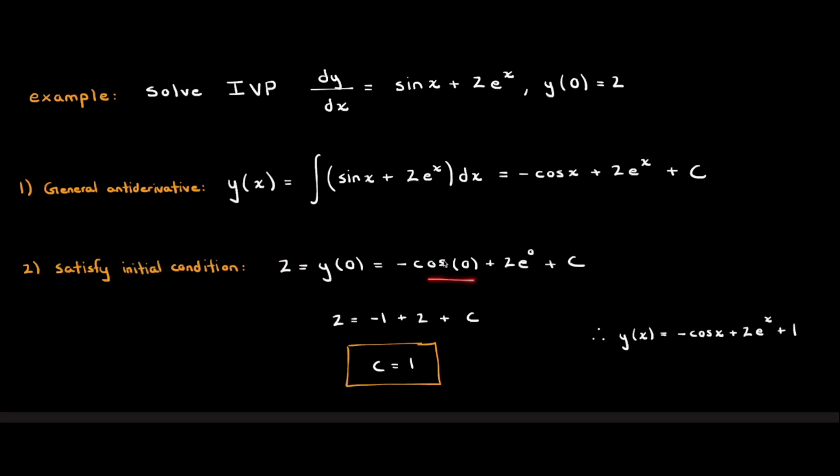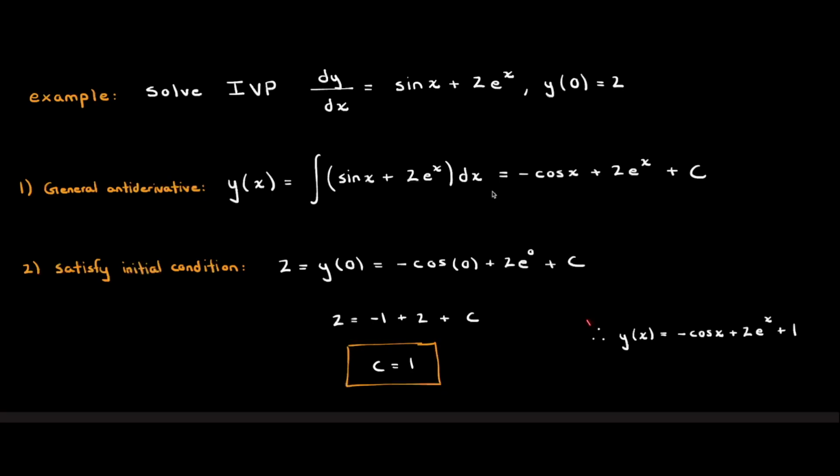Cosine of 0 is 1, but there's a minus here, so we get minus 1. e to the 0 is just 1, but there's a 2 over here, so we just get 2. And then plus c. And all of this expression is supposed to equal 2. Now you can just go ahead and solve this simple linear equation. The 2's cancel, you bring the 1 over, c is equal to 1.